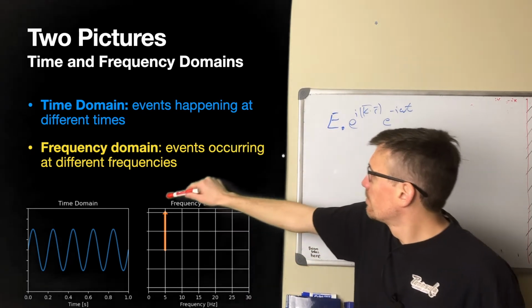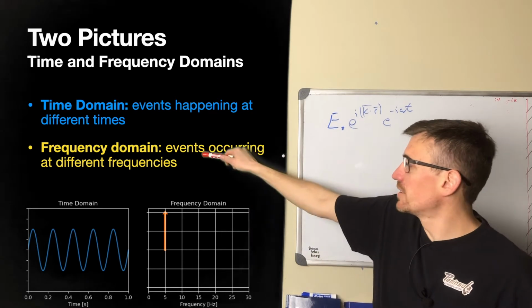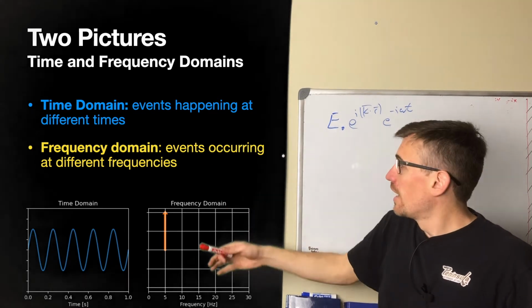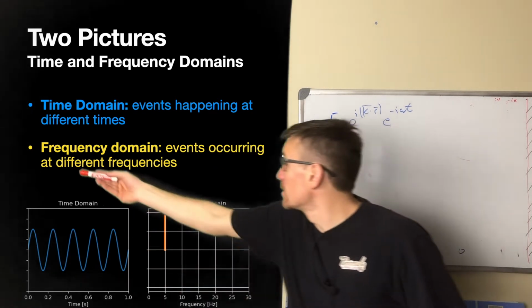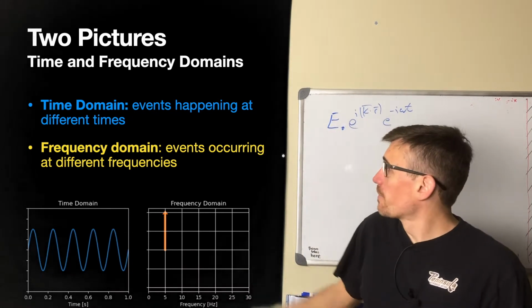A frequency. So I can plot frequency on the x-axis now, and just how high up it is is how high that amplitude is. And this is what we call the frequency domain versus the time domain. So I can represent multiple sine waves and cosine waves this way. All right, so let's do that.